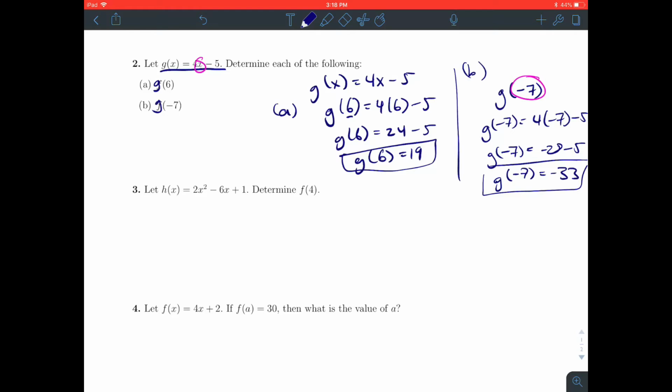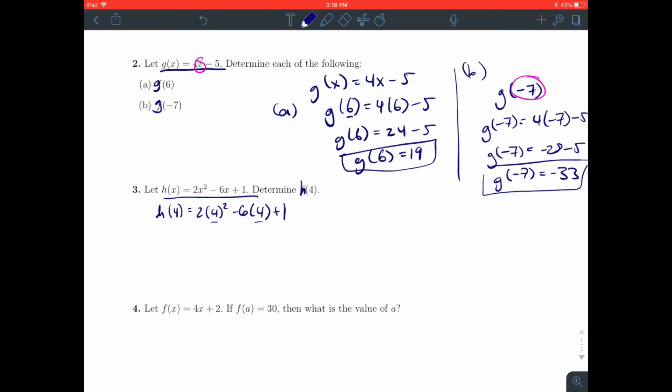Next up, oh man, it looks like I kept doing this with the letters, but let h of x equal this function, 2x squared minus 6x plus 1, and we're supposed to find h of 4. So matching things up, 4 is the input. We plug 4 in for all of the x values. And this one's pretty cool because we have the x values in 2 different spots.